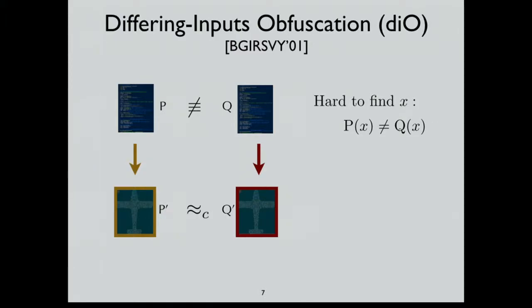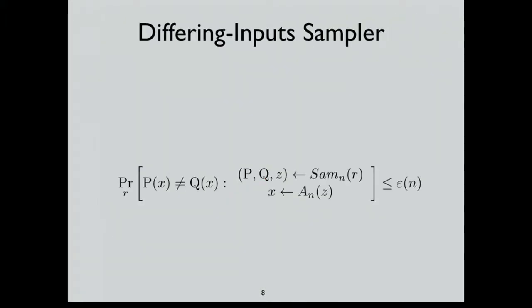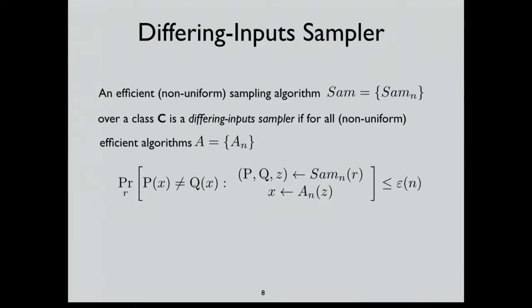But if the programs were fixed in advance, then clearly you cannot satisfy this, so you have to define the notion of a sampler over programs. So we say that a sampling algorithm SAM for two programs P and Q is a good sampling algorithm, or a differing input sampler, if for every circuit of polynomial size, for every set of efficient algorithms, it is hard to find a differing input X to the programs that were sampled by the sampler.